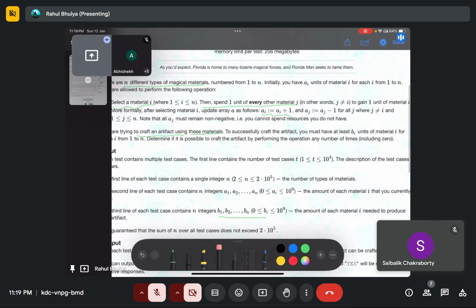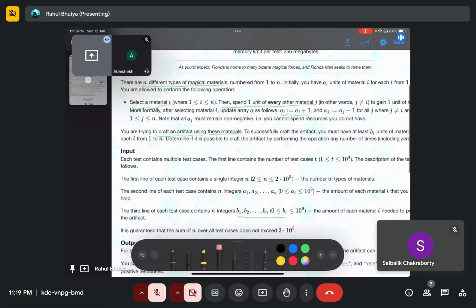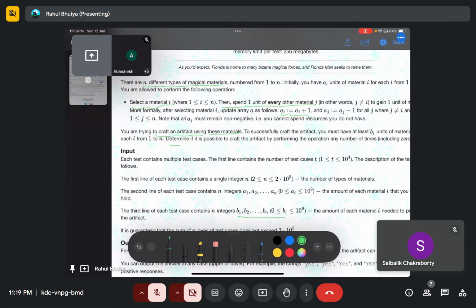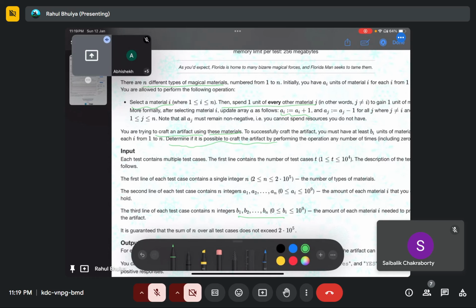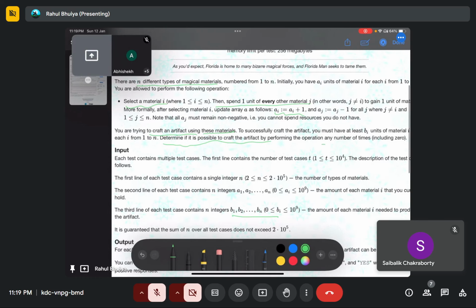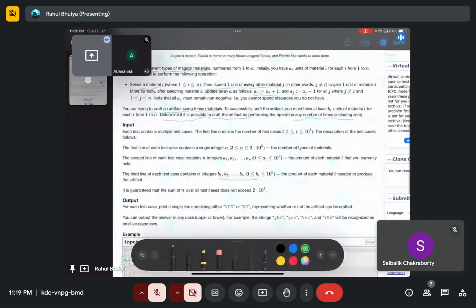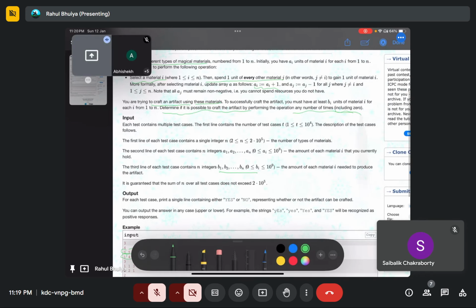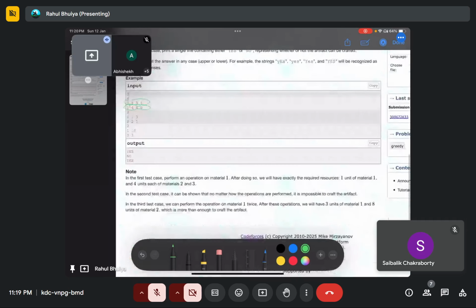It is asked whether it is possible to create the artifact or not, by doing the operation any number of times. Is it possible to create or not? It can be done one time also.